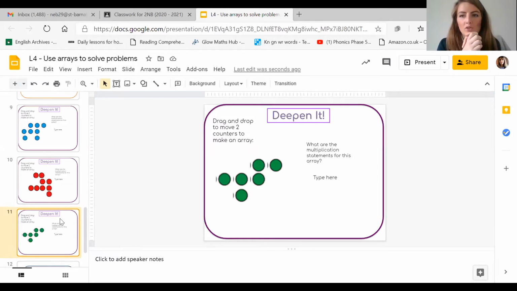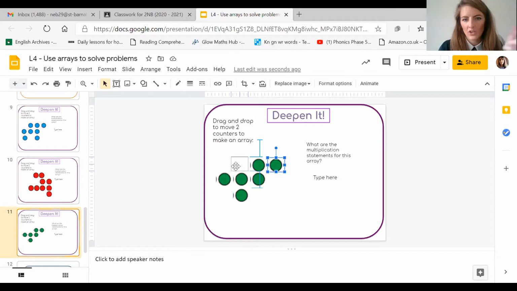Now, I'm happy for you to draw them and then take a photograph and send them in. Or if you are dragging and dropping, just make sure it's on the editing part, and then you can move them wherever they need to go.